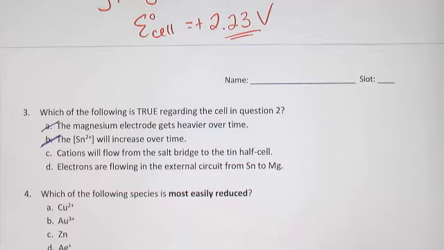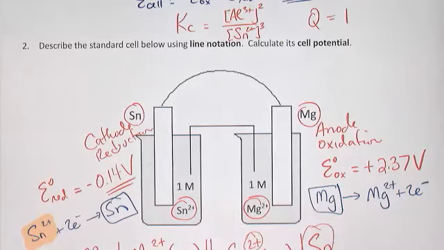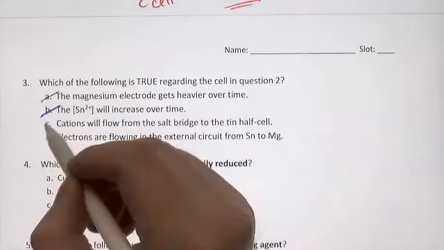Cations flow from the salt bridge towards the tin. Is that true? Do cations flow from the salt bridge towards the tin? Well, tin is the cathode, isn't it? It gets reduced. Do cations move towards the cathode? That's why it's called the cathode, isn't it? Because yes, cations go towards the cathode. Anions go towards the anode. That's why they're called cathode and anode. So is that true that cations go towards the tin? Yes, that's looking true.